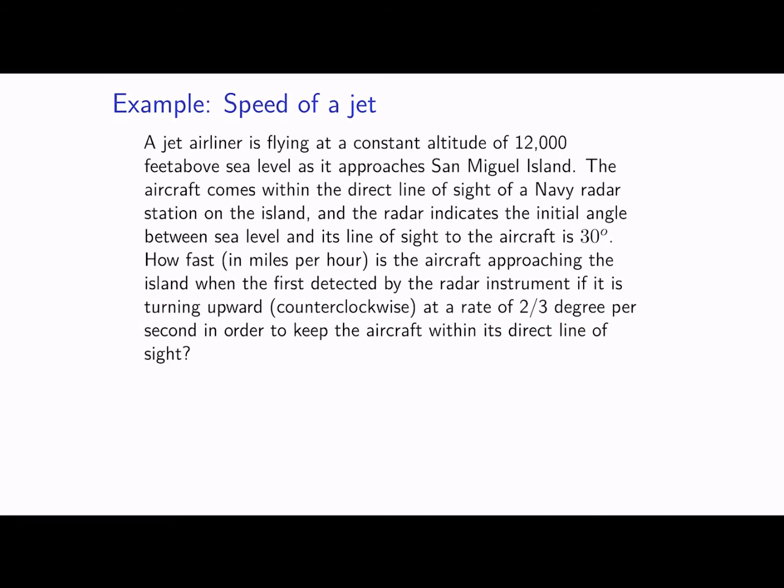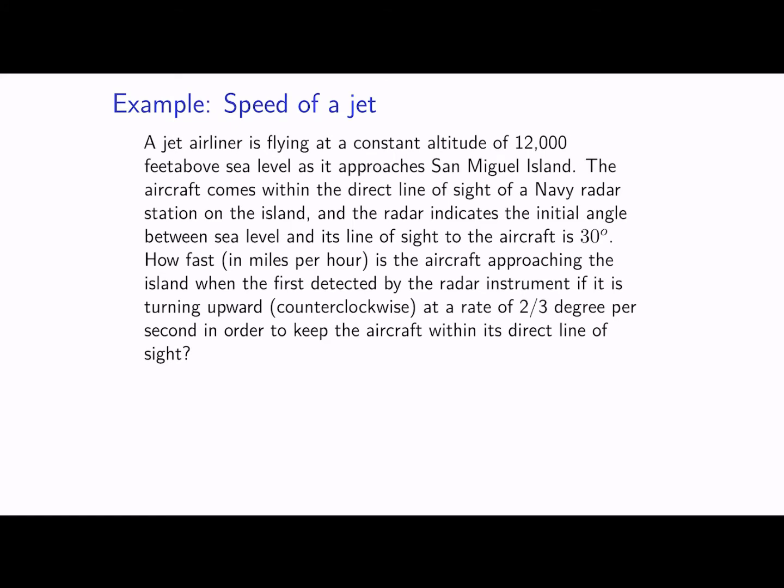A jet airliner is flying at a constant altitude of 12,000 feet above sea level as it approaches San Miguel Island. The aircraft comes within the direct line of sight of a Navy radar station on the island, and the radar indicates the initial angle between sea level and its line of sight to the aircraft is 30 degrees. How fast, in miles per hour, is the aircraft approaching the island when it's first detected by the radar instrument, if the instrument is turning upward, counterclockwise, at a rate of 2/3 degree per second in order to keep the aircraft within its direct line of sight?